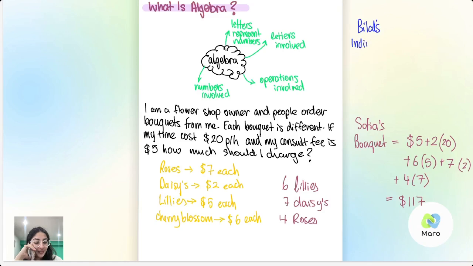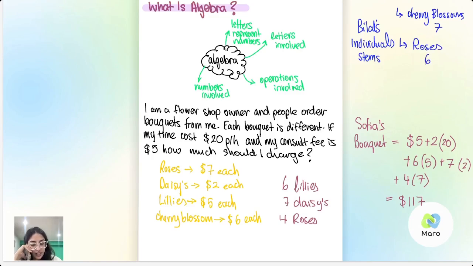So we're doing Bilal's individual stems. What would you like? Stems. Okay, which flowers? Cherry blossom. How many cherry blossoms? 7. You said 7. Oh yeah, 7. You confused my brain. 7 cherry blossoms. What else? Can I please have 6 roses because they're $7 each? Okay, so 6 roses. Cool. What else? Can you switch the roses and the cherry blossoms around, please? Yeah, sure.